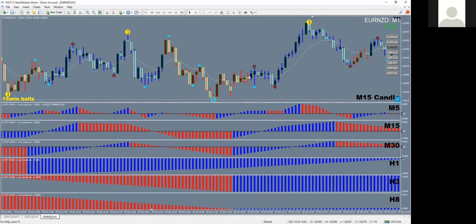From that trend setting time frame, you know which way you're going to go on your execution time frame. So for the weekly, execution is the 4-hour, management on the daily. The 4-hour execution is on the 15, management on the 1. The scalp is the 15 is the trend, 1 is the execution, 5 is your management. That's it.